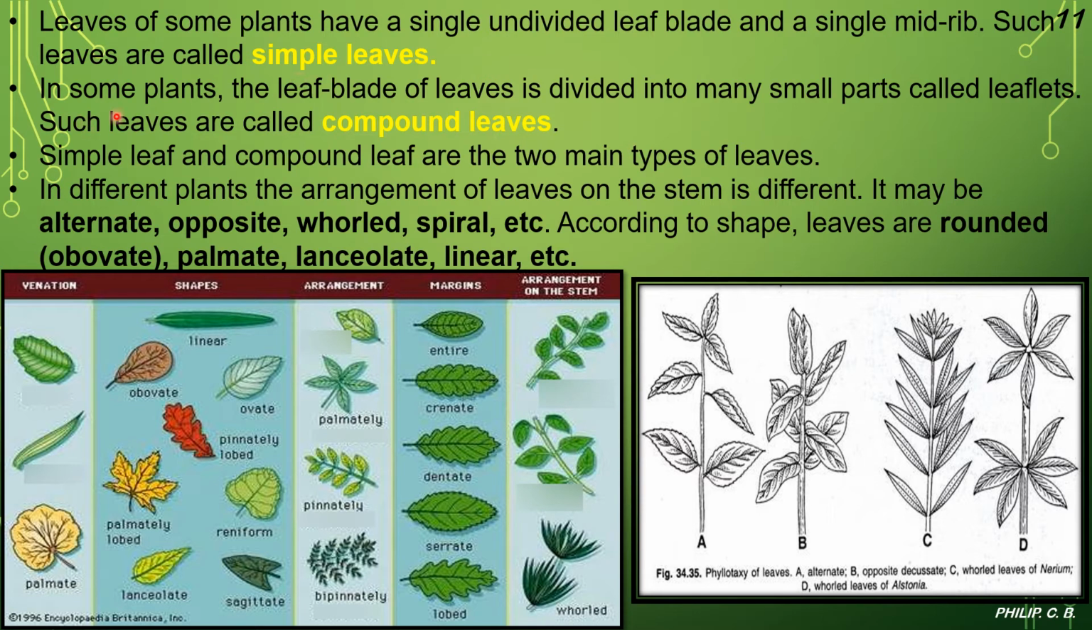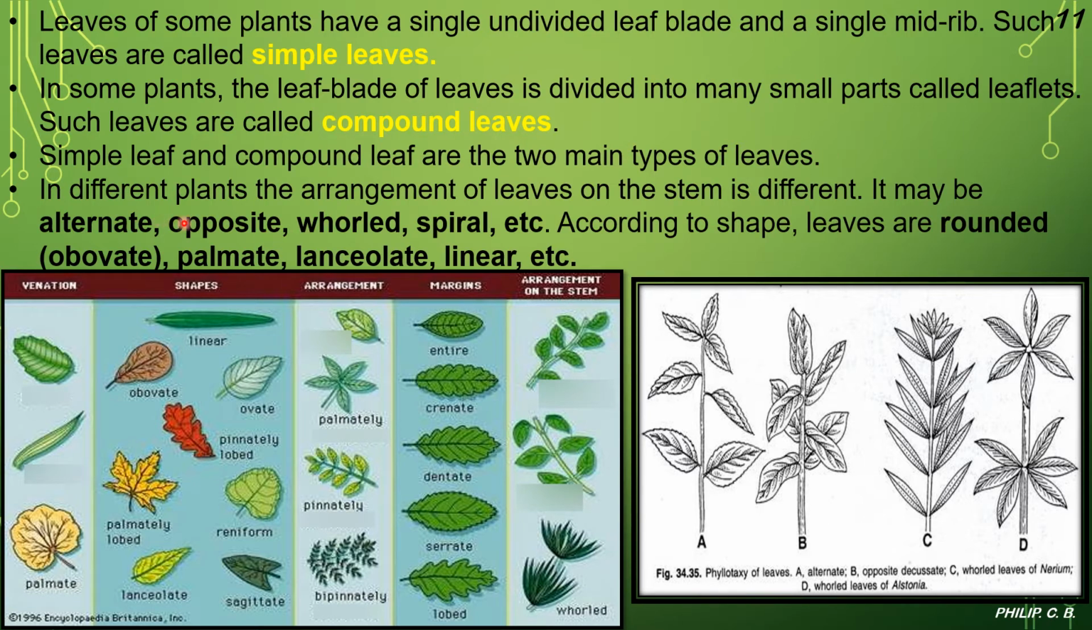Then in some plants the leaf blade is divided into many small parts called leaflets. Such leaves are called compound leaves. So plants where many leaflets are present have compound leaves. Simple leaf and compound leaf are the two main types of leaves. So again, in leaves there are two types, simple and compound, just like we read in the root part, where you had the tap root and the fibrous root.